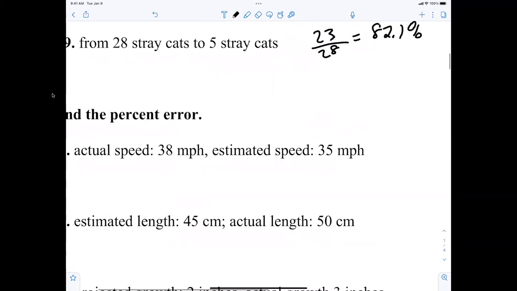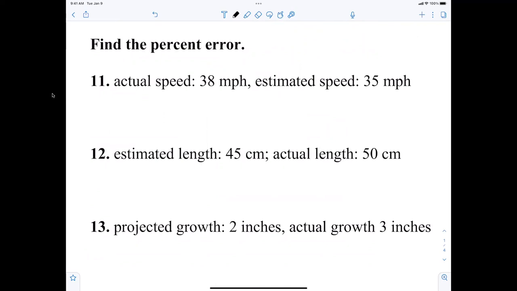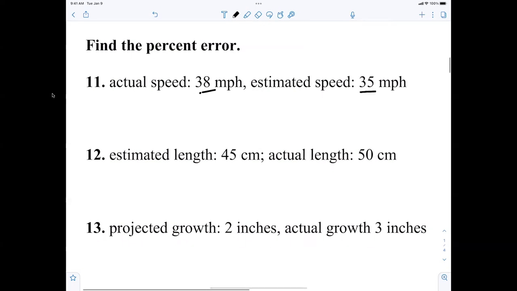Now, when you're finding the percent of error, let's say my actual speed was 38, but I thought I was going 35. Which one is more important, the one that I thought or the actual? Of course, the actual. So the percent of error is the same idea. It's the difference between your estimate and your actual divided by the important number. And the important number isn't your estimate, it's your what? So in this case, Reed, what's my fraction? Tell me my answer.